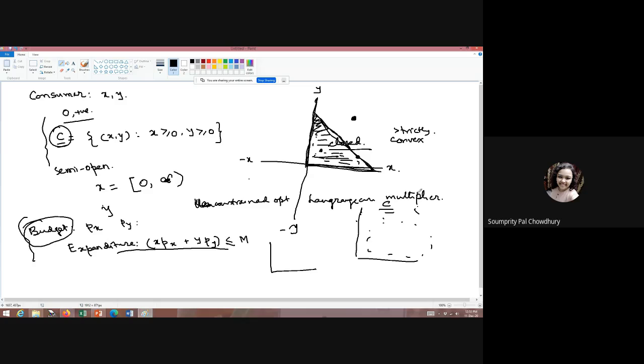I will be going only up till the unconstrained optimization. In the second semester, MD will discuss how to find constraint optimization using the Lagrangian multiplier. Although in microeconomics, you will know how to solve this graphically. But mathematically, the solution method will be discussed in your second semester.